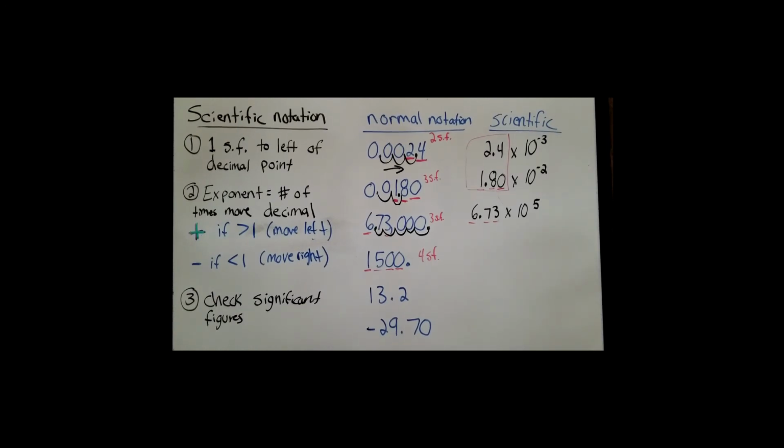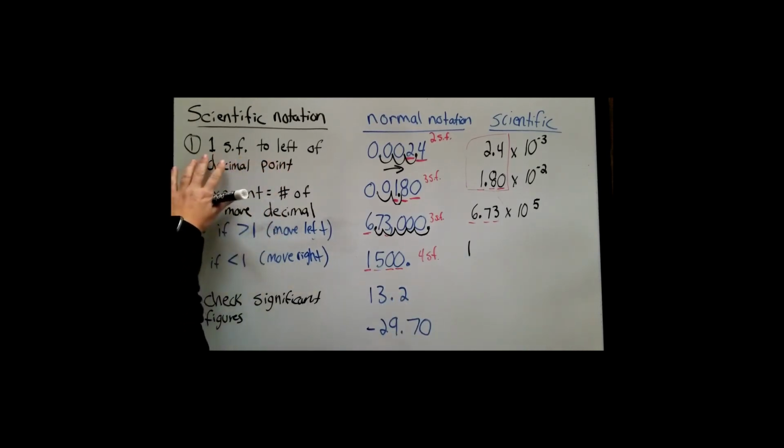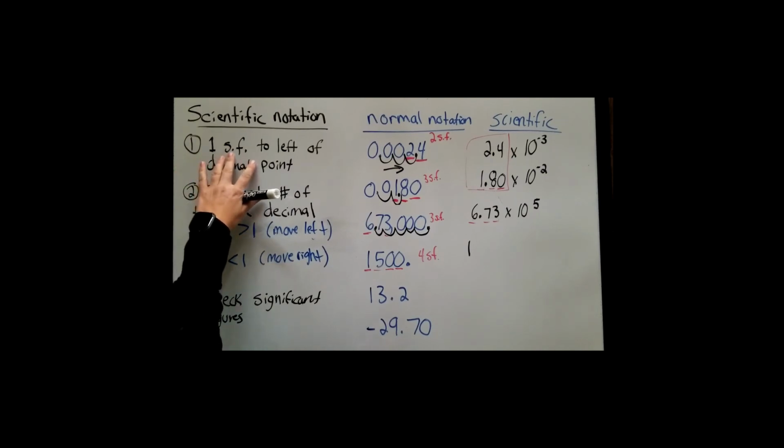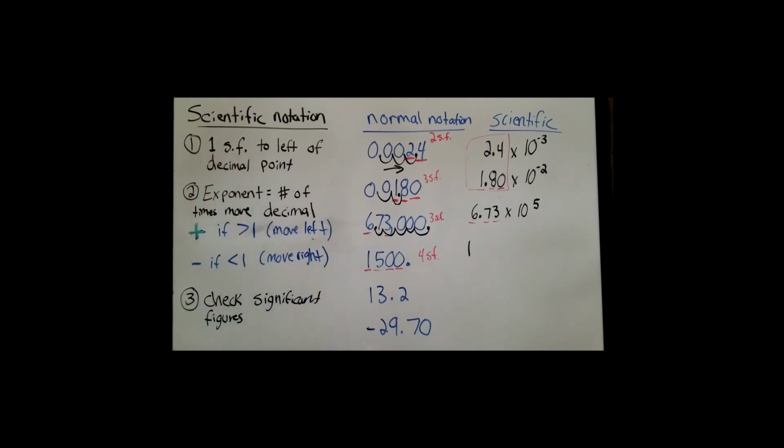So this gives me, I skipped a step. I need to figure out where my decimal point now should be. Okay, so this is rule number 1. I want one non-zero significant figure to the left of the decimal point. So my new decimal point, instead of being here at the end of the number, I'm going to want it between the 1 and the 5 so that I have just one significant figure to the left. So that gives me 1.5.